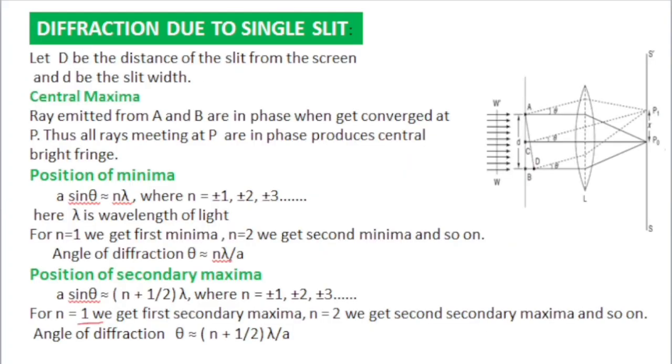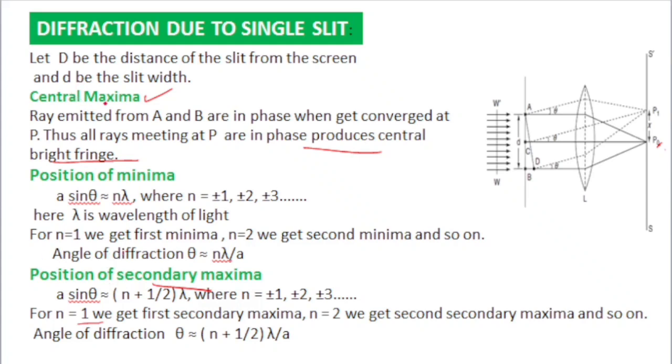So, here it is written that at the center of the screen, the rays emitted from A and B both are in phase and get converged at point P. Here, all rays are meeting at P in the same phase, and produce a central maxima. Now, after the maxima, there is a minima, then a secondary maxima. Why is it called secondary maxima? Because the central maxima has maximum intensity, and the other maxima have decreased intensity, so they are called secondary maxima.